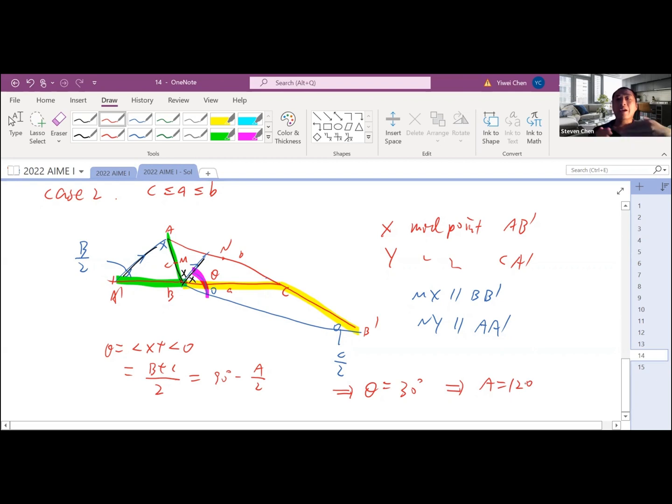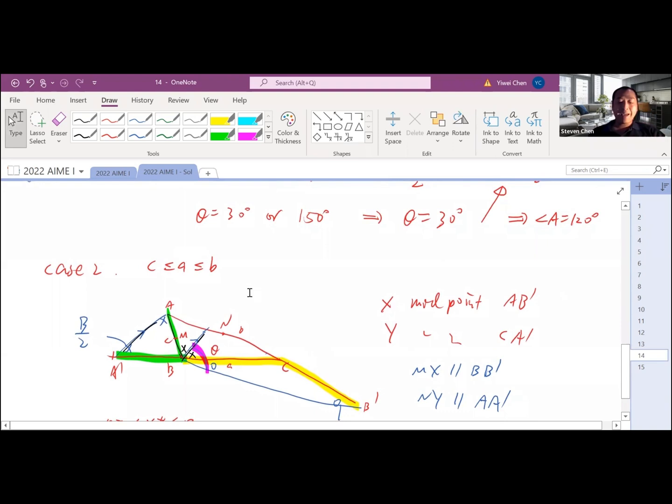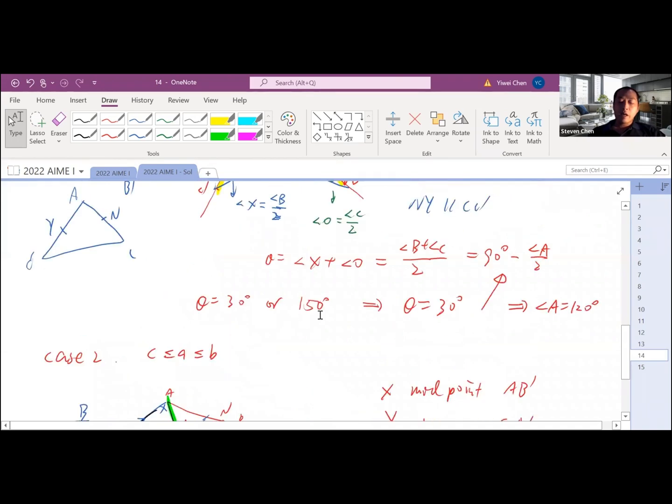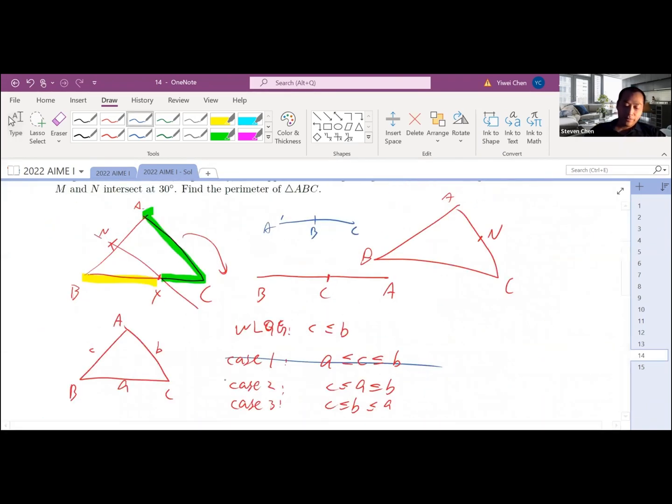So for triangle ABC, the length of the side that is opposite to angle A is the longest. So that implies that small a should be largest among a, b, c. But this is a contradiction with the condition given in this case. So we got a contradiction for the second case. It's not good.